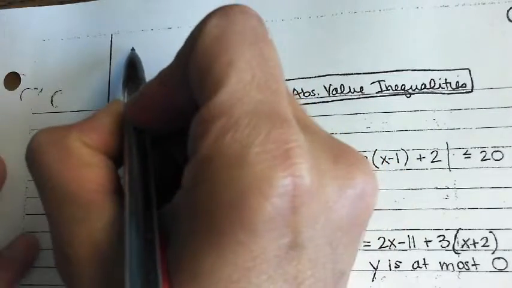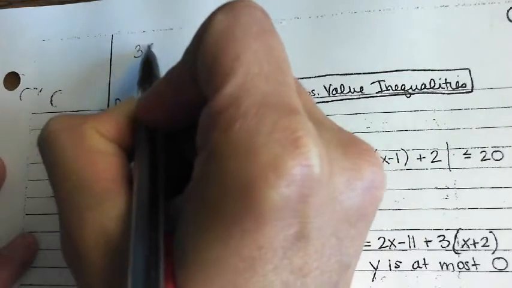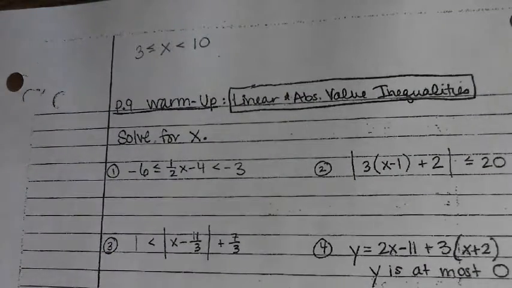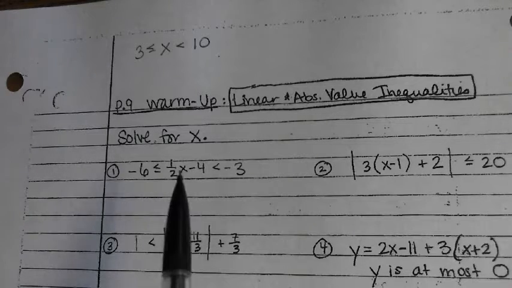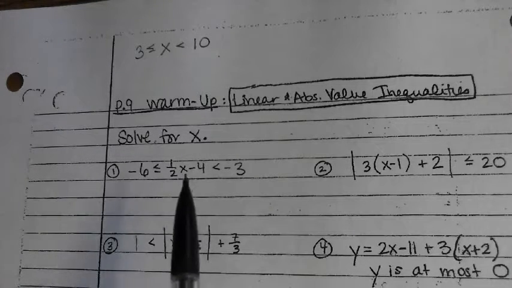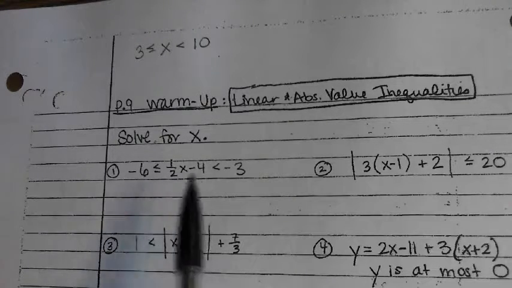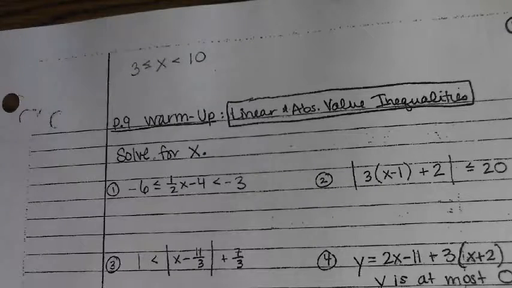Like, you know how sometimes if you're asked for the domain, it says like 3 is less than or equal to x, which is less than 10. In other words, that means that x is between 3 and 10, inclusive of 3, non-inclusive of 10. So it just really means it's between those two numbers. So in an equation or inequality that we have to solve for x, this expression is between -6 and -3.